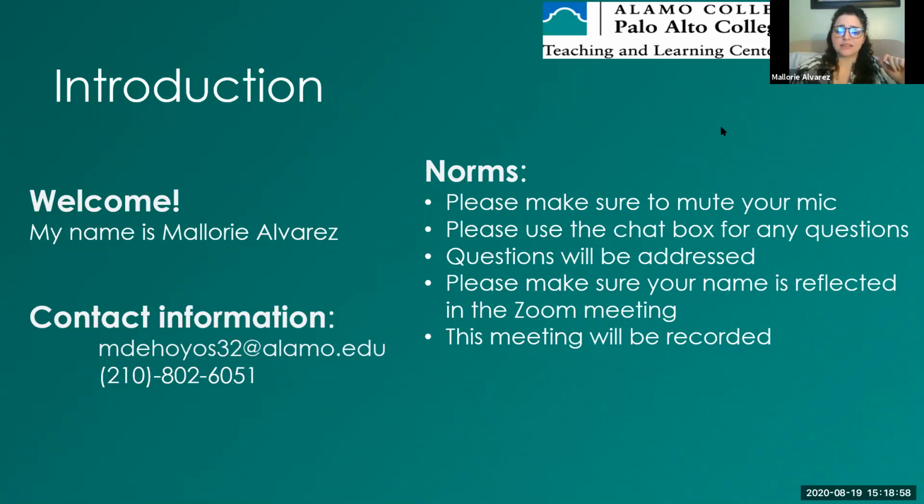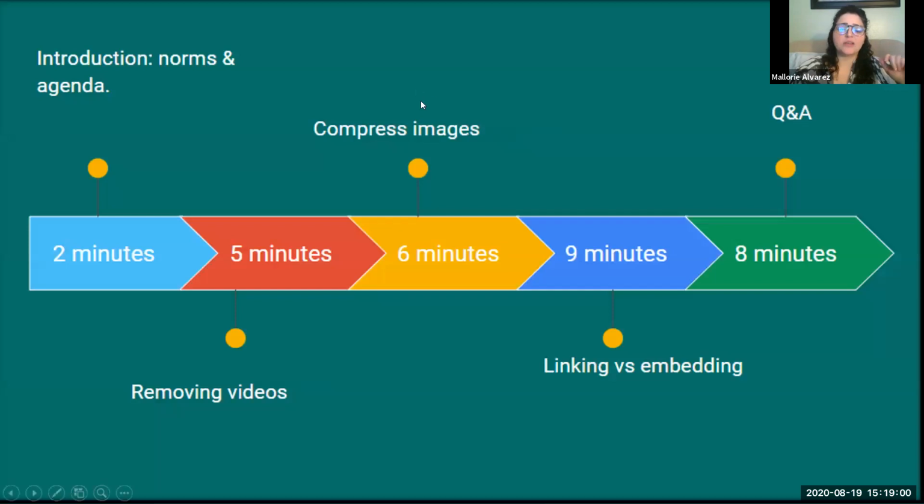Okay, so let's get started. I have right here a little agenda that's divvied up on all the different ways we're going to minimize the size of a file in a PowerPoint. I'm talking about removing videos, compressing images, and linking versus embedding. And then I'm hoping to save some time for a Q&A afterwards. So this is going to be our agenda.